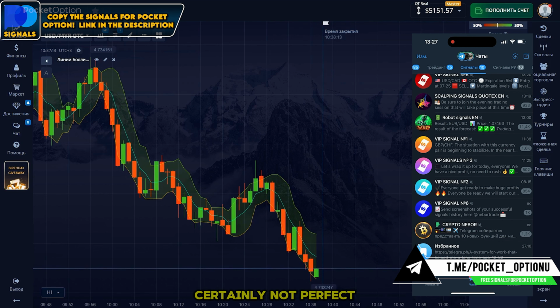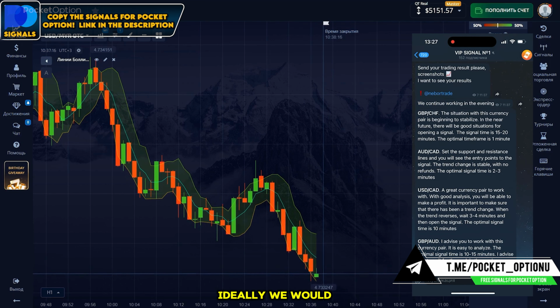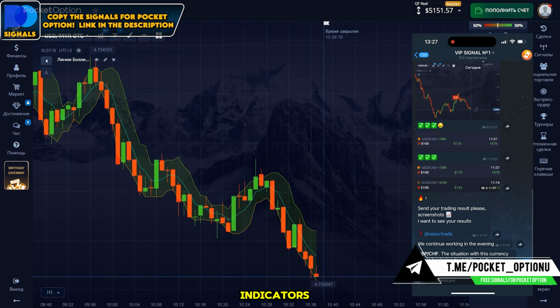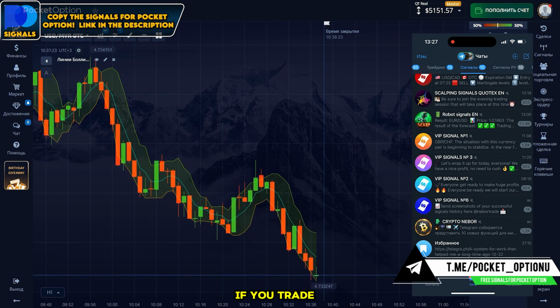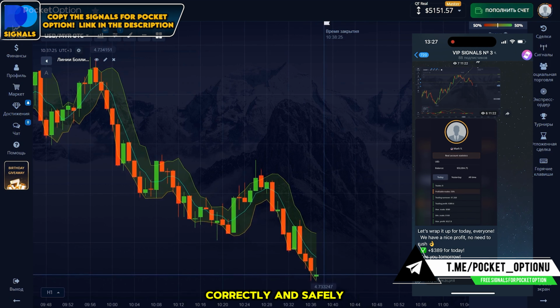This strategy is certainly not perfect. Ideally, we would add some additional indicators. But for trading in general, it will do if you trade correctly and safely.